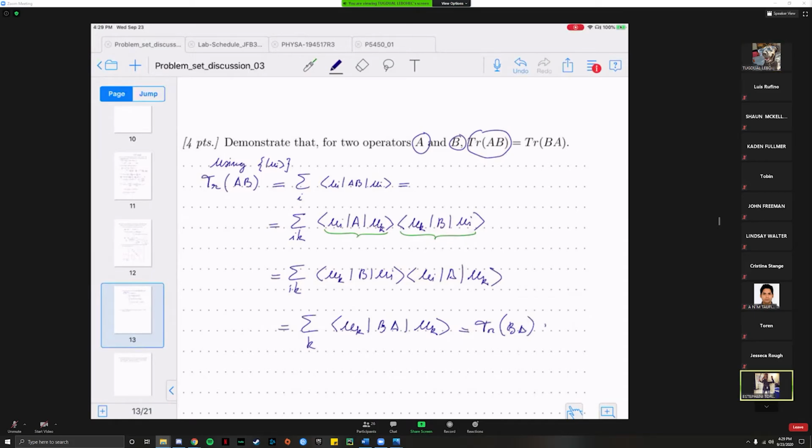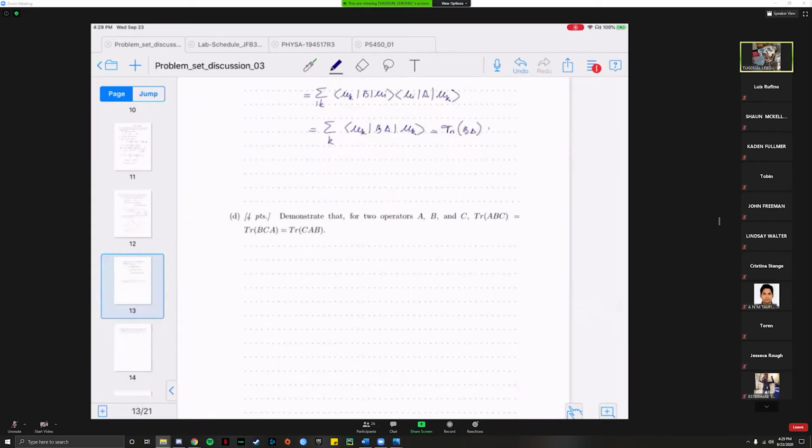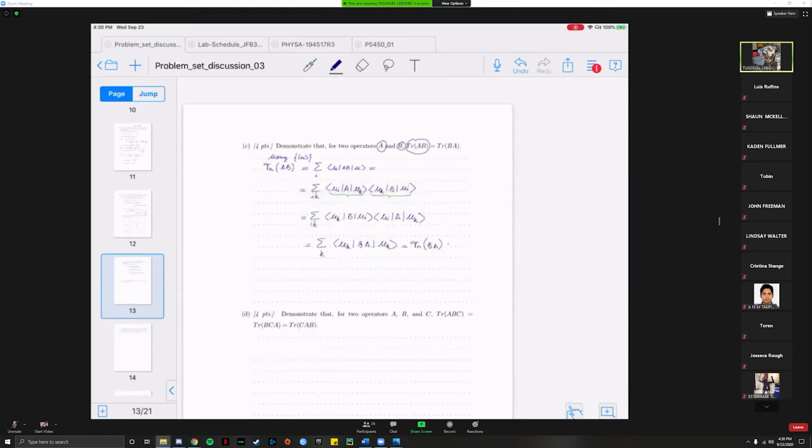Yeah, that makes sense. Thank you. Okay. So the next one is the same but with three operators. I'll let you do this one. I think if you understand this one, you should have no difficulty doing the next one. You just need to invoke the closure relation twice instead of once. Yeah. Awesome. Thank you for explaining.